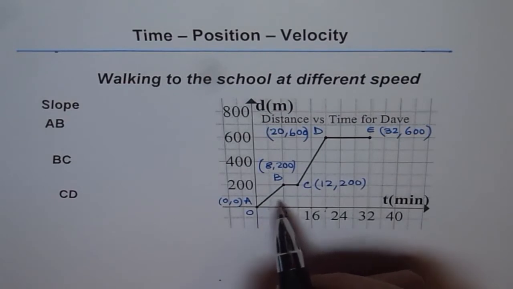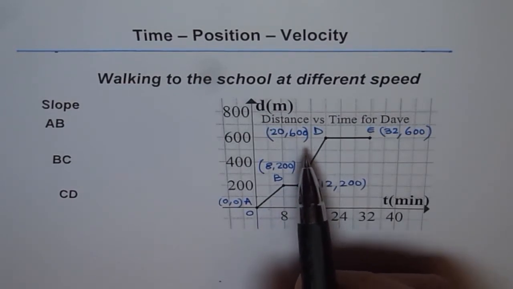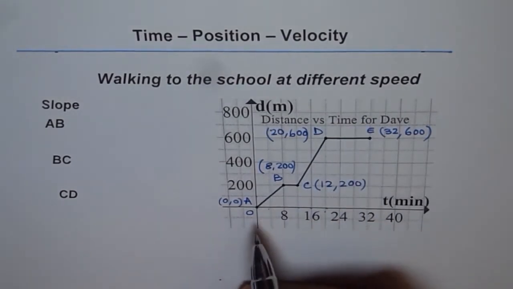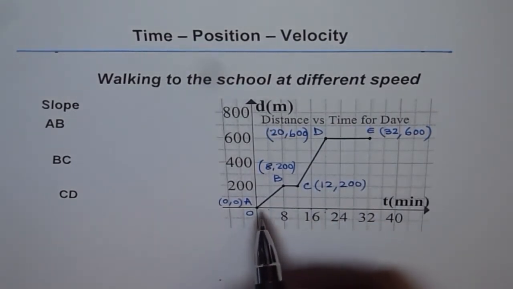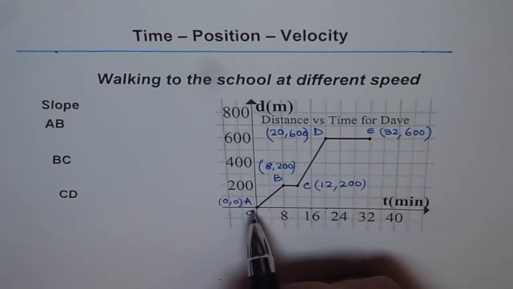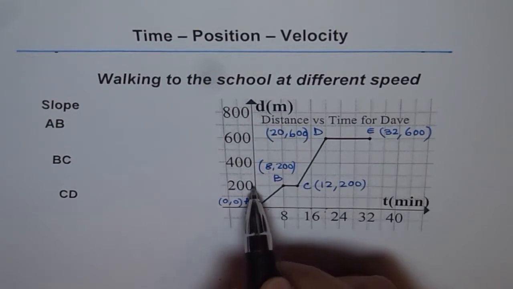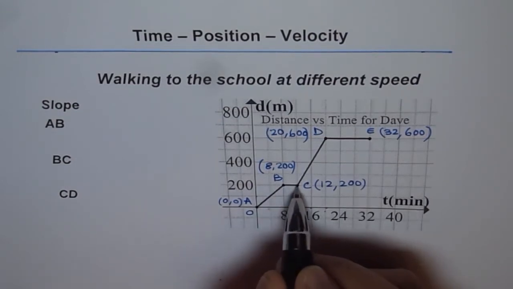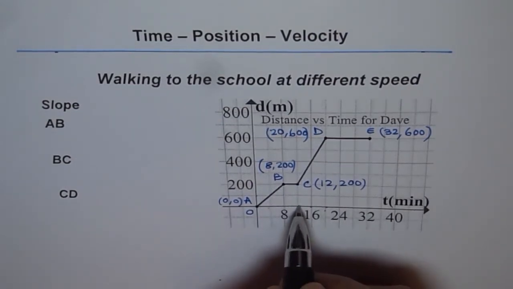So let's read the graph once again and let's make a story now. The story is distance versus time for Dave. So the storyline could be like this. At time t equals 0, Dave starts from his house and moves along this path, traveling at a steady pace, and he covers 200 meters in the first 8 minutes, right? And then he stops for a while, and that is 4 minutes.